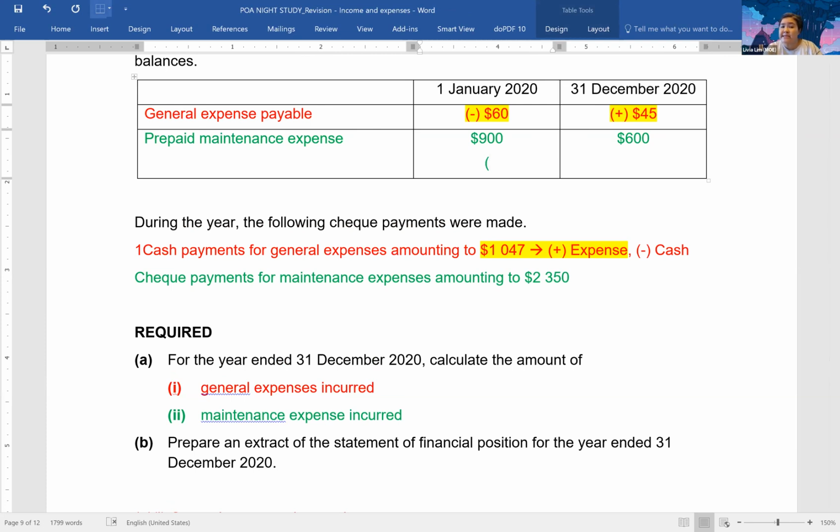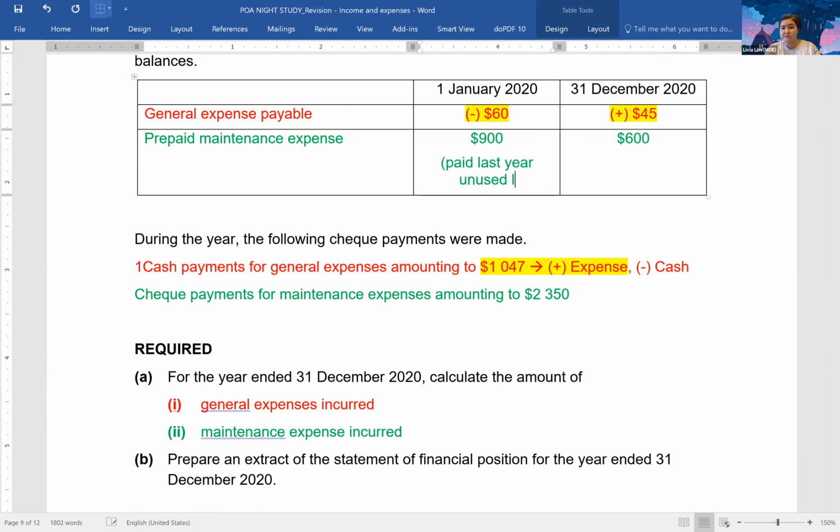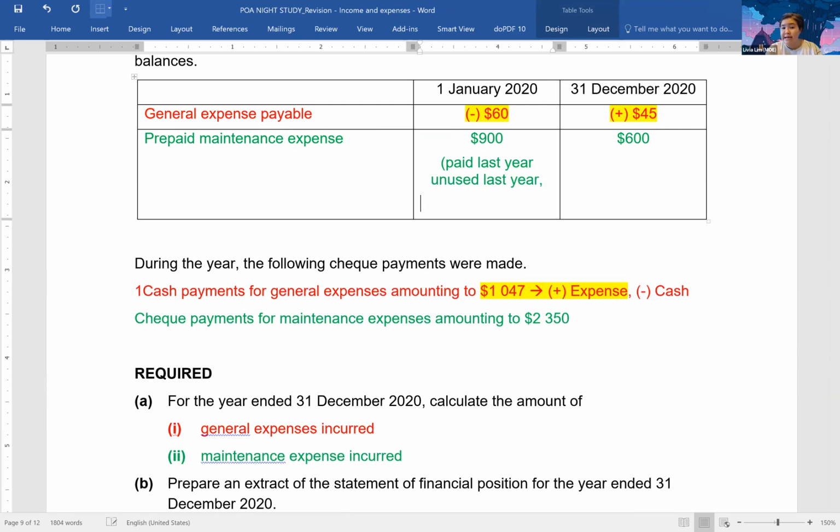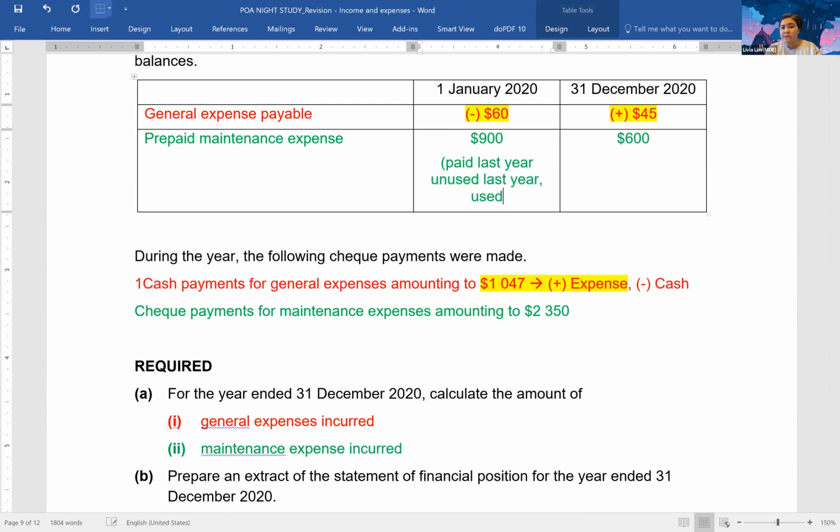Now, this prepaid maintenance expense is paid last year, unused last year. When are you going to use it? You never use it last year, so you're going to use this year. Since you're going to use it this year, this $900 should be a plus. You will increase your expenses this year. Everybody okay? If not okay, you will have to unmute yourself and tell me.